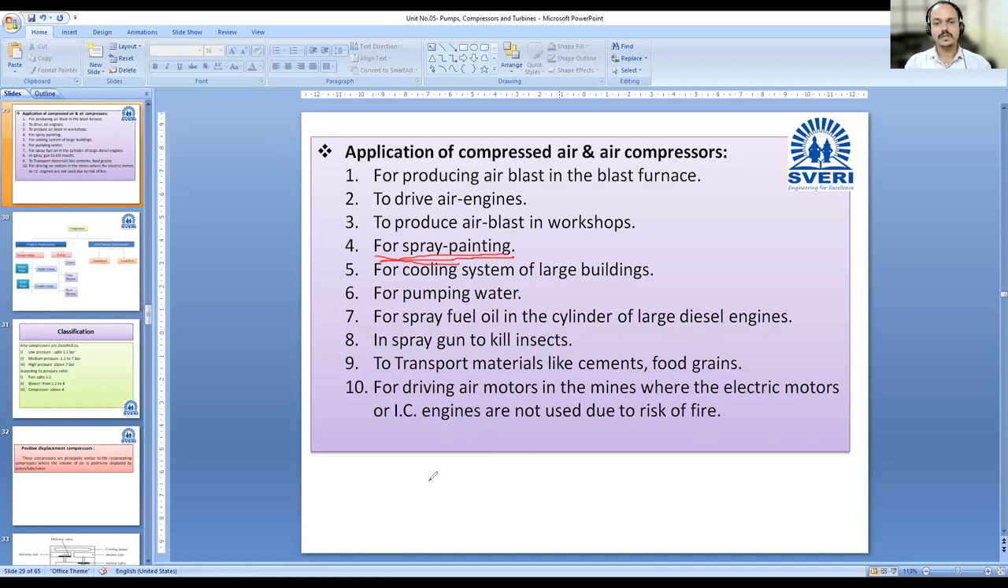Then second one, to clean the machines. Whenever we are performing some operations on machines, for example a lathe machine or CNC machine, if we perform manufacturing operations, at that time some chips are there on the machine components. To remove those chips, we can use compressed air.